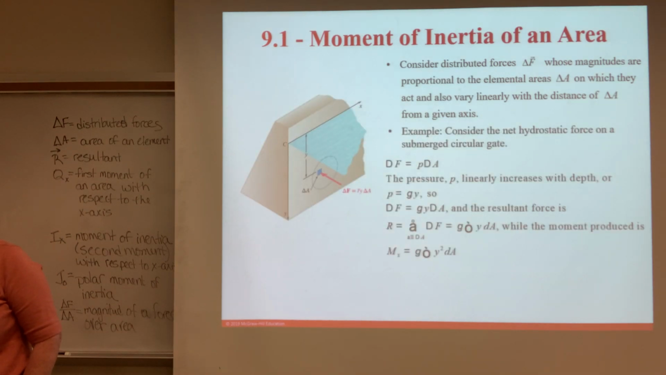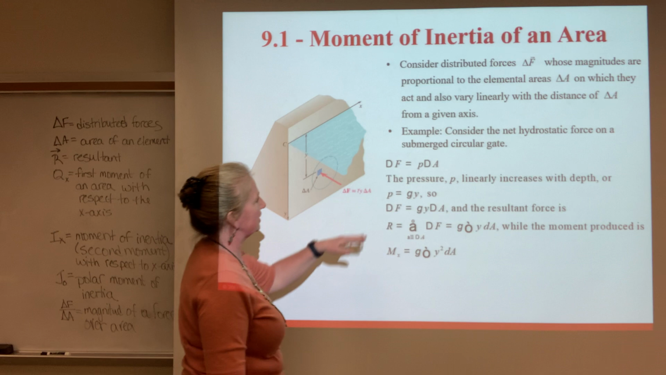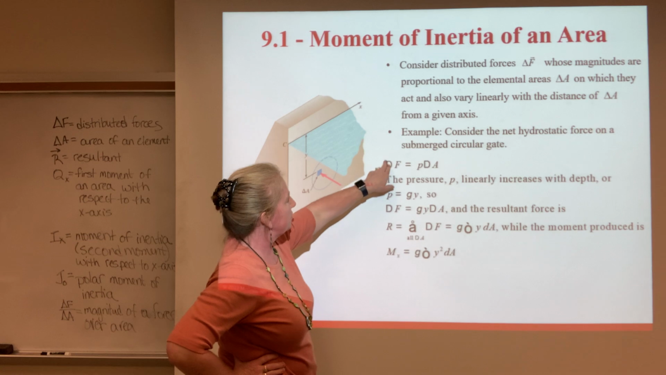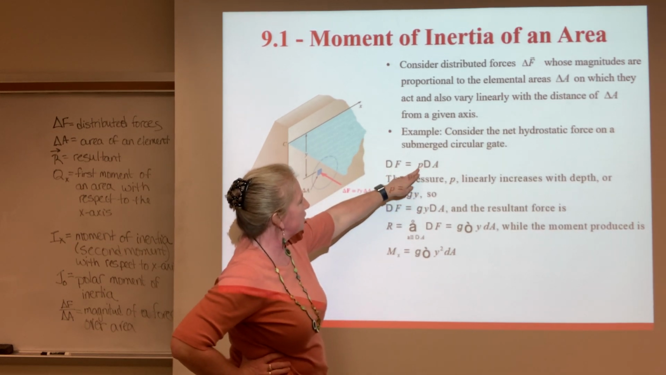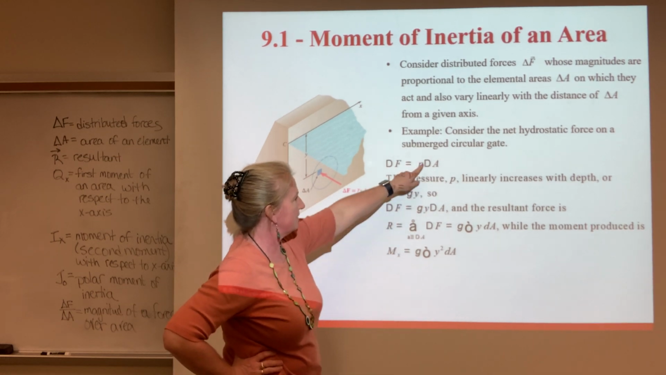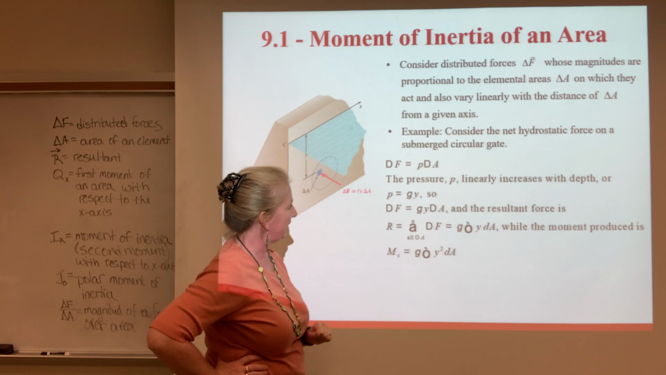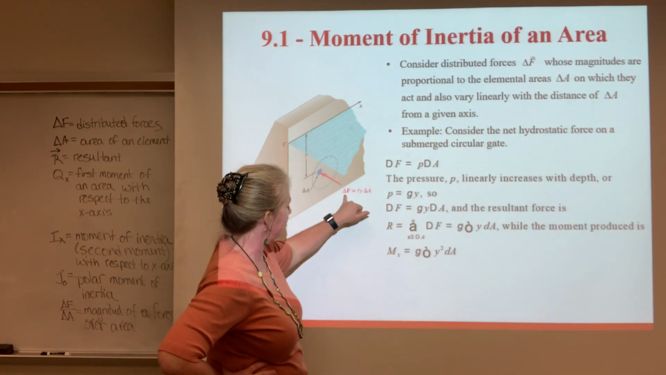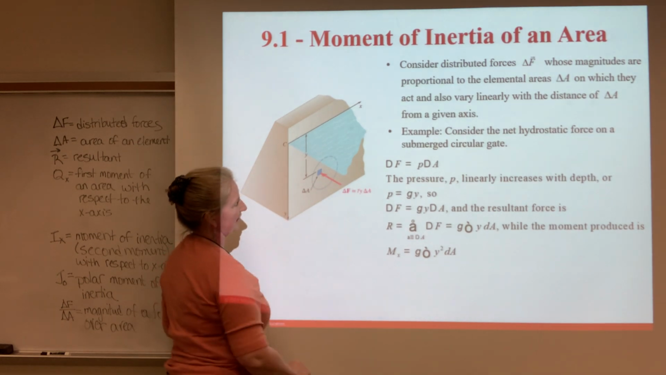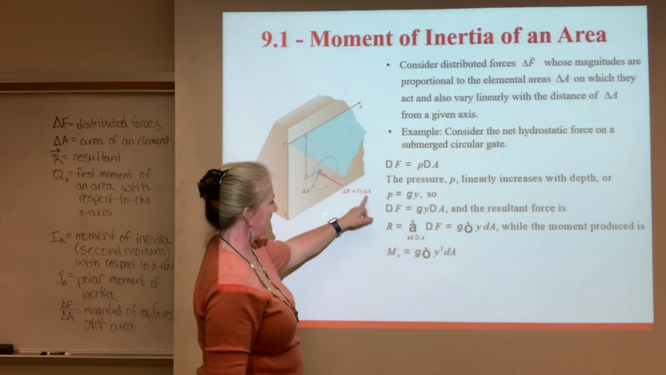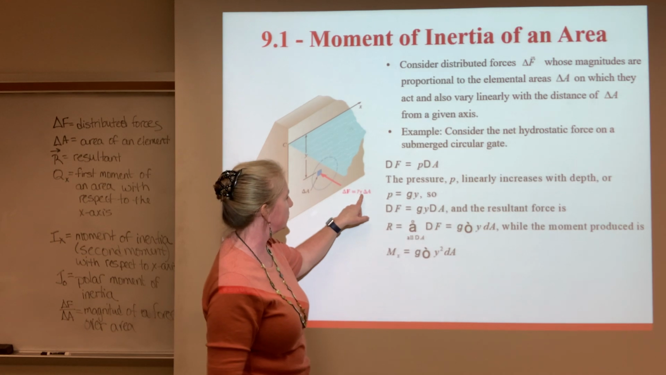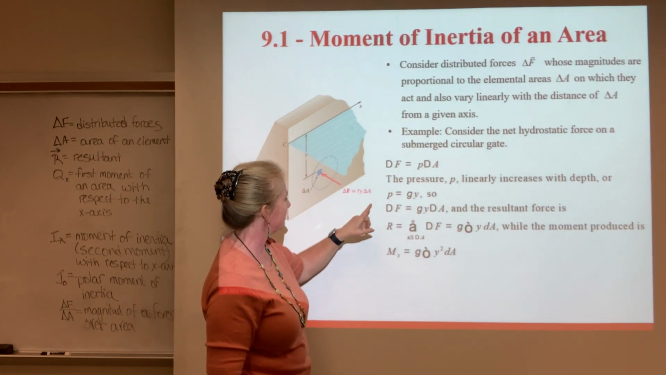So moment of inertia of an area, and I apologize, I meant to fix this slide and I didn't get that done. This should be a delta F. This is P times delta A. So these big P or big D's are typically a delta, which again has to do with this small little area and the force at that exact area. Okay, so we have gamma, and unfortunately it's substituted G for gamma. So gamma times y times delta A.